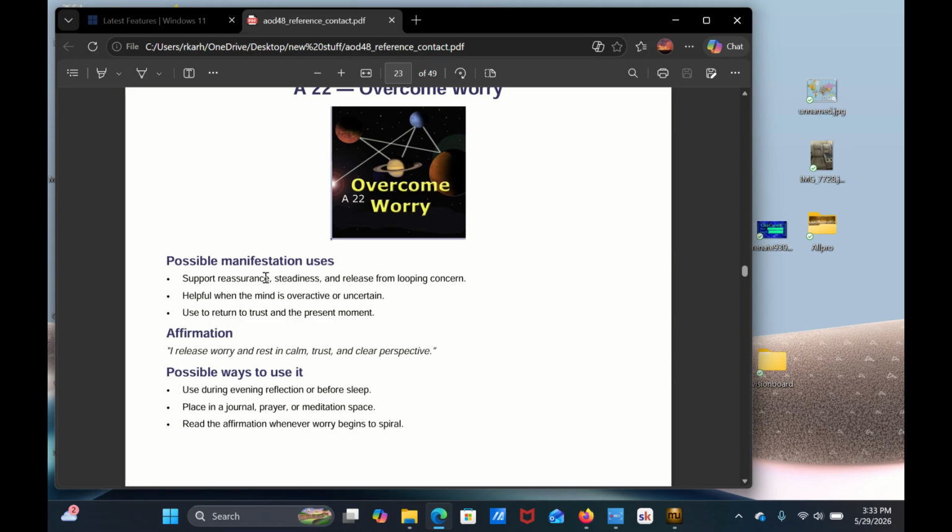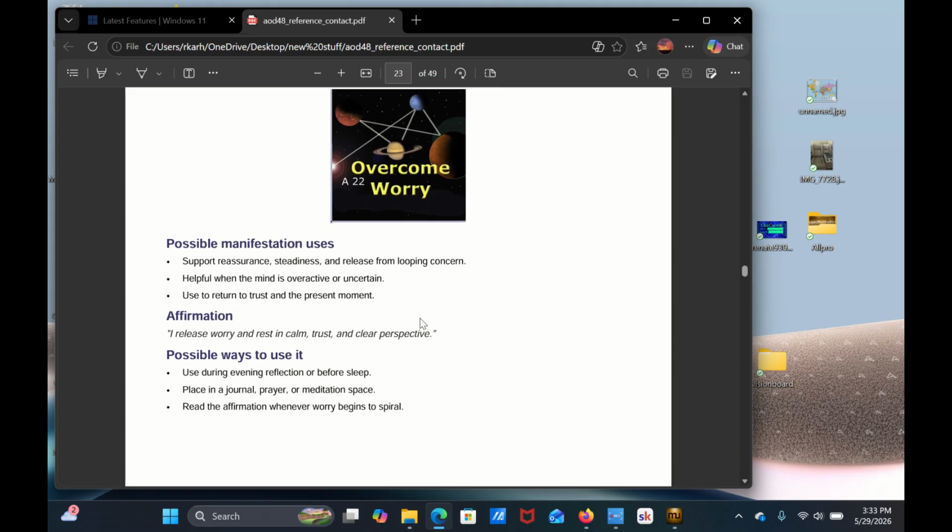Overcome worry. Support reassurance, steadiness, and release from looping concern. Helpful when the mind is overactive or uncertain. Used to return to trust in the present moment. I release worry and rest in calm, trust, and clear perspective.